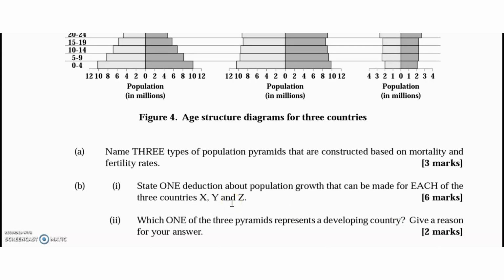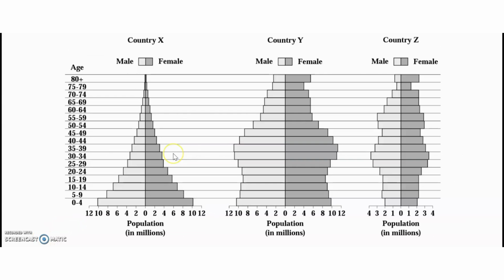State one deduction about the population growth that can be made for each of the 3 countries. So country X is associated with a relatively high birth rate and also a relatively high death rate as well. As we can see, the population pyramid narrows a lot as it ascends. This means the number of persons reaching a relatively old age, 80 years and over, or perhaps above 60 years on average, is relatively low. The senior citizen population is relatively low, so life expectancy is relatively low.